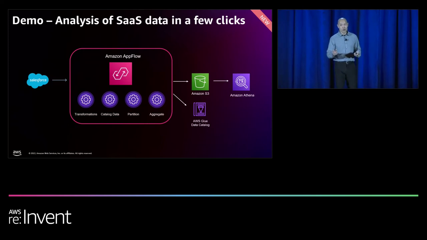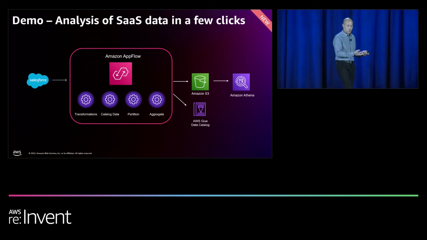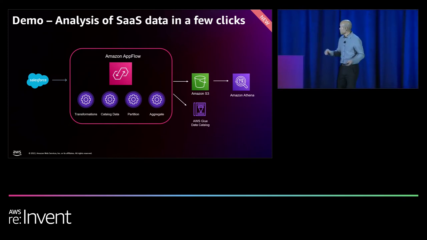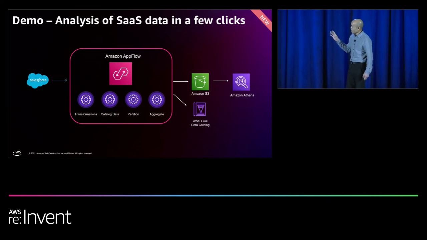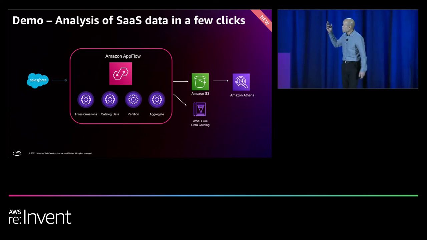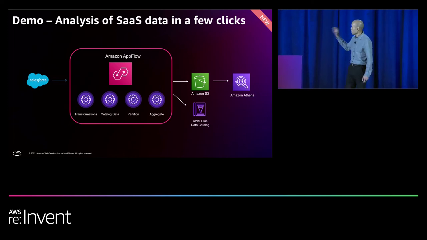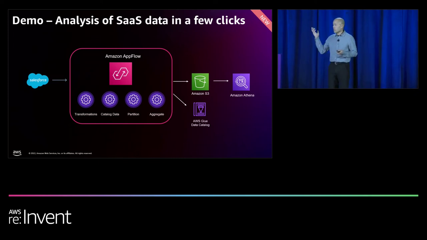Okay, so I'm going to do a quick demo and show how easy it is to pull data in from multiple data silos and different sources into an S3 data lake and then run analytics directly from it in just a few clicks without writing any code. You can see in this block diagram, Salesforce will be pulled in using AppFlow, and the data pipeline that we'll be running here is transformations, cataloging, partitioning, and aggregation, all done with AppFlow, populated into S3 and the data catalog. And then what we'll show is from Amazon Athena or other tools, you can access the data immediately through your data catalog and then run analytics and machine learning all within several clicks.